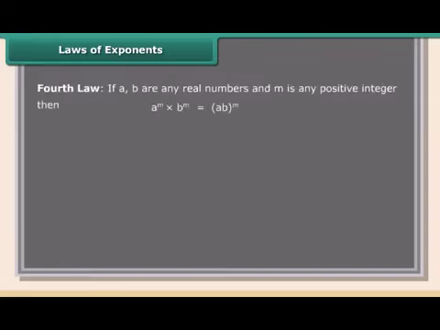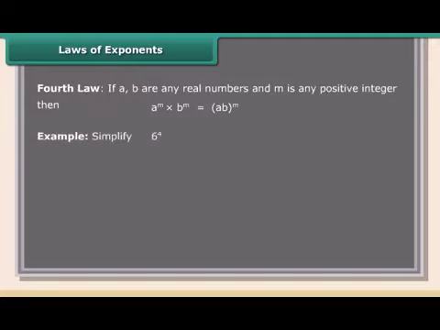Fourth law: if a, b are any real numbers and m is any positive integer, then a^m × b^m is equal to (ab)^m.